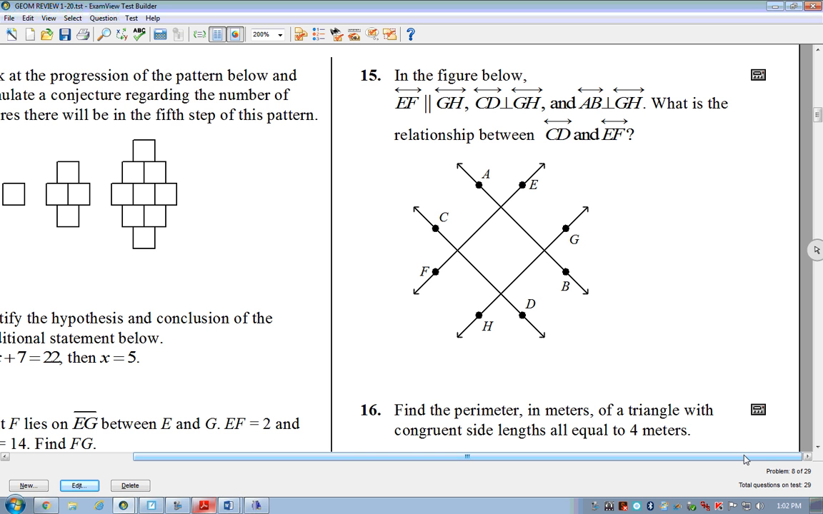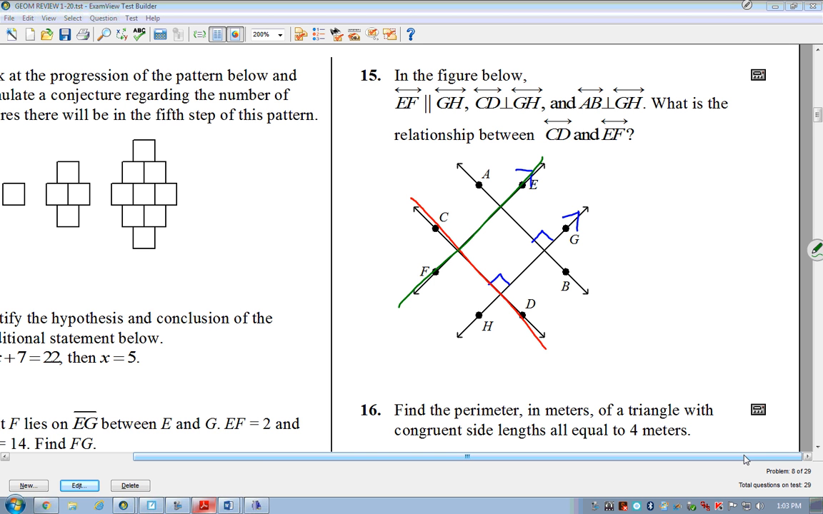In the figure below, EF is parallel to GH. So I'm going to put some parallel markers there. CD is perpendicular to GH, so I'm going to put a little right angle marker there. AB is parallel to GH, so we have that right there. What is the relationship between CD and EF? We want to know the relationship between this line and this line. They're perpendicular to each other.